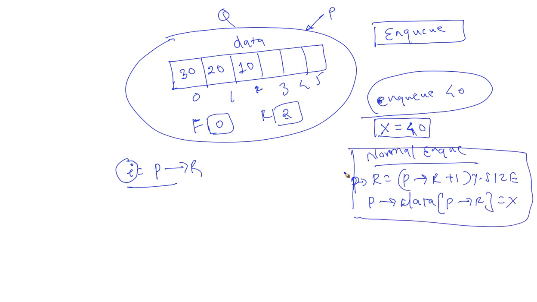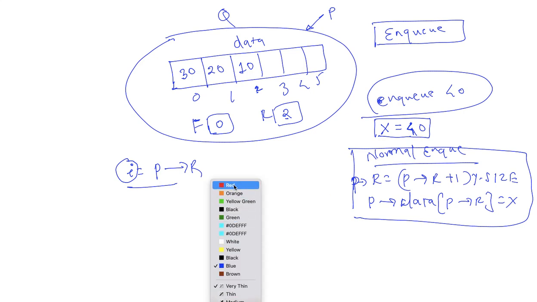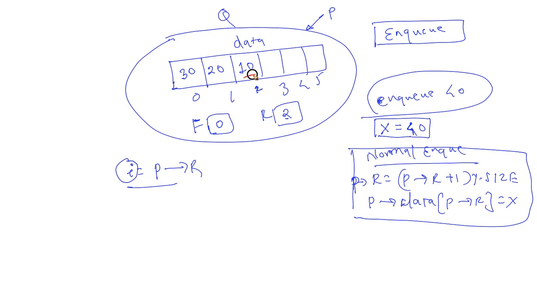But in the case of priority queues, I will not insert this 40 here immediately by incrementing R, but I will compare this element with the element already present on the rear position. If the rear element has less priority than the new element, so I'll take a different color, this is the element on the rear position. I'll compare this with the new element. How am I coming to this element on the rear position? By looking at the value of R. R is 2. I'll go to the data array in location 2, right?